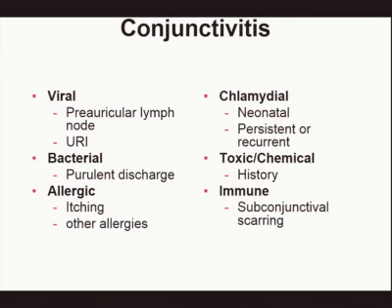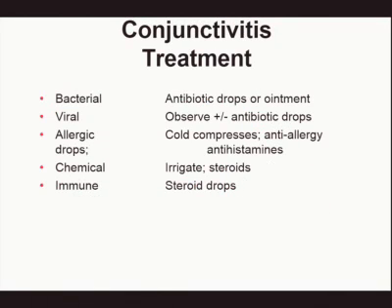Toxic or chemical, usually there's a history of some sort of spill or exposure, and then immune conditions, and those can result in subconjunctival scarring. So kids with certain kinds of autoimmune conditions, we're watching them very carefully for any signs of chronic changes. So the treatment: bacterial, yes, you do want to treat with antibiotic drops or ointment. Viral is a viral process, just like your pet peeve is URIs getting treated with antibiotics. Our pet peeve is pink eye getting treated with antibiotic drops because it's a viral process. So the antibiotic drops aren't doing anything.